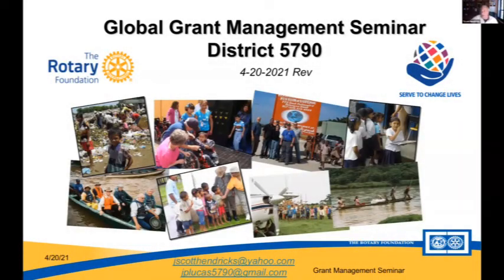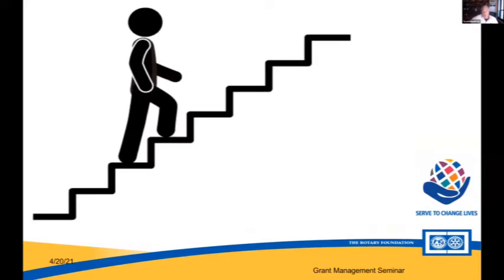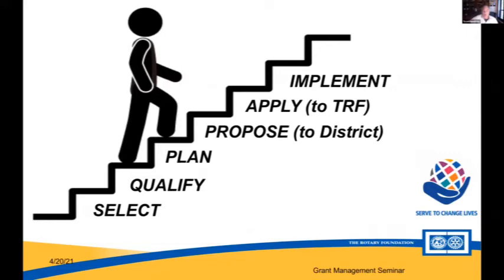Okay, thanks, Paul. I'm going to talk about global grants, which are somewhat similar in a lot of ways to district grants, but also very different in other ways. There's a process, a number of steps that you need to go through to be approved and get funded for a global grant. And I'm going to go through each of the steps along the way.